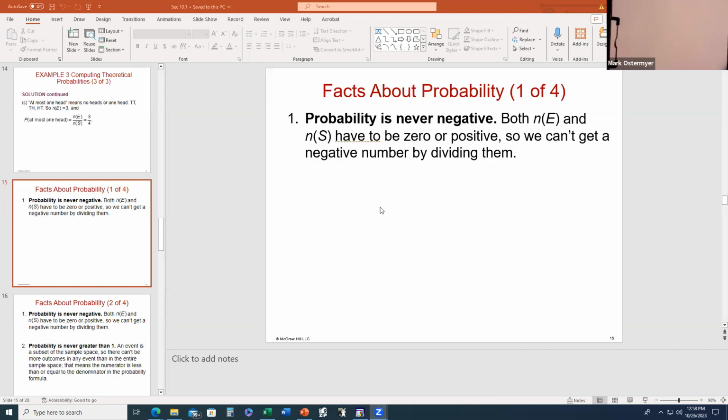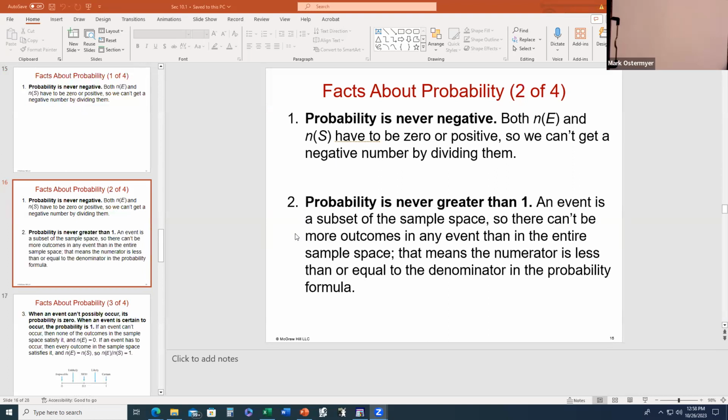All right. Ladies and gentlemen, there are things that are always true about probabilities. Number 1, when we compute a probability of an event occurring, it can never be a negative number. So whenever you compute a probability of any event for any probability experiment, it will never be a negative number. Number two, probabilities are never greater than 1. So you'll never compute the probability of an event and have it equal 2 or 3 or 4.